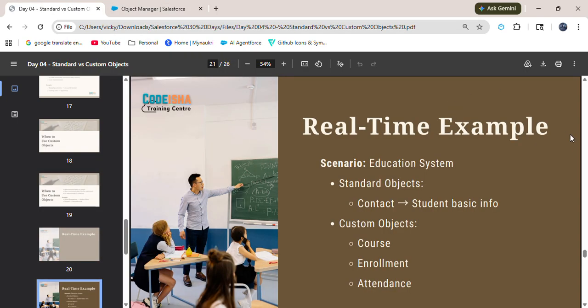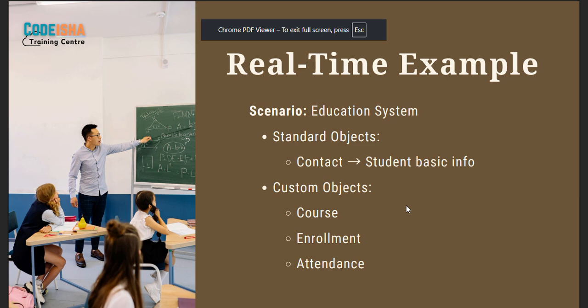So let's get back to the slides. Here are the custom objects and the standard objects we have already covered. Standard objects will provide the contact, basic student info. When our requirement is not met, that time we need to create custom objects like course, enrollment and attendance. Okay, up to here, right?